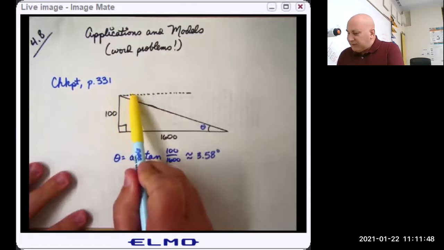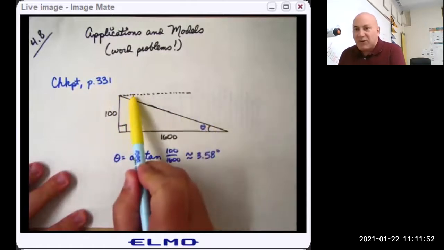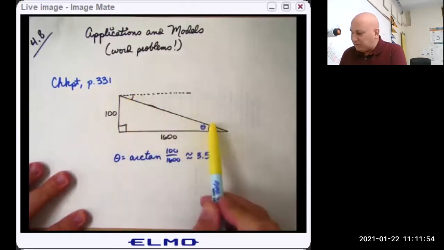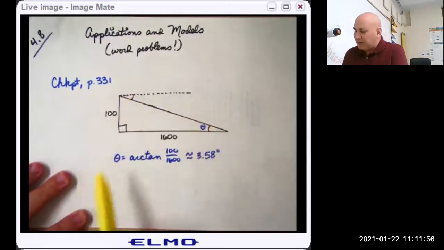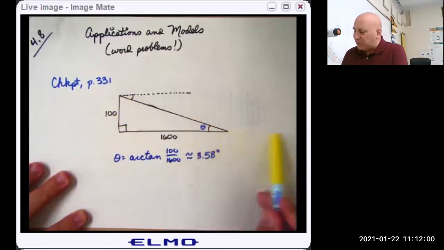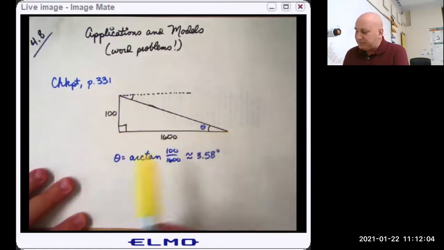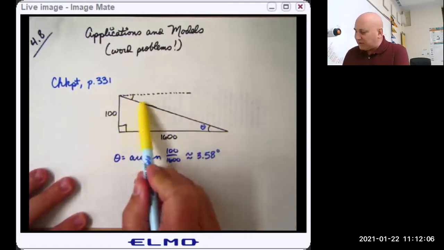So this is the angle of descent. This is the angle of elevation. This is sometimes called the angle of depression. And this is the angle of elevation. And it's 100 feet high and 1,600 ground feet. So the runway's out here. We're 1,600 ground feet from the runway. At what angle is this coming down?